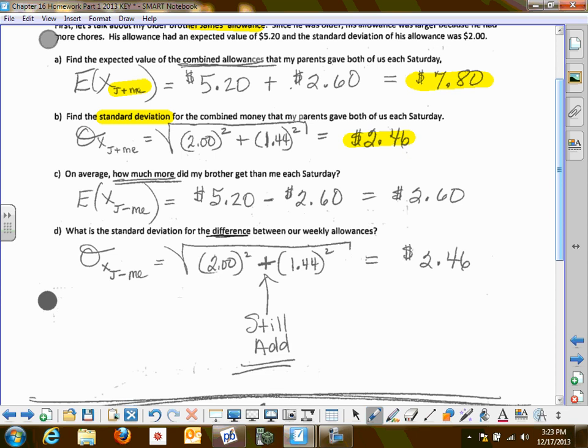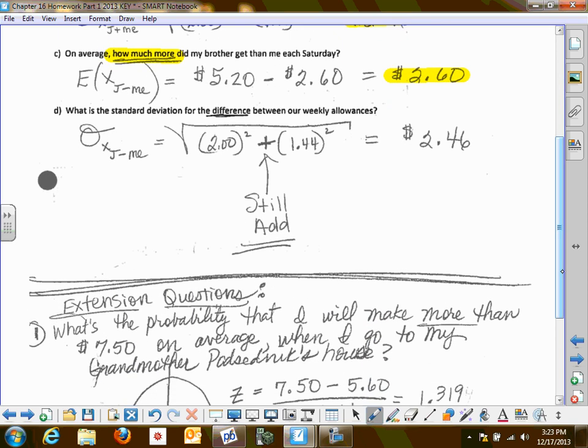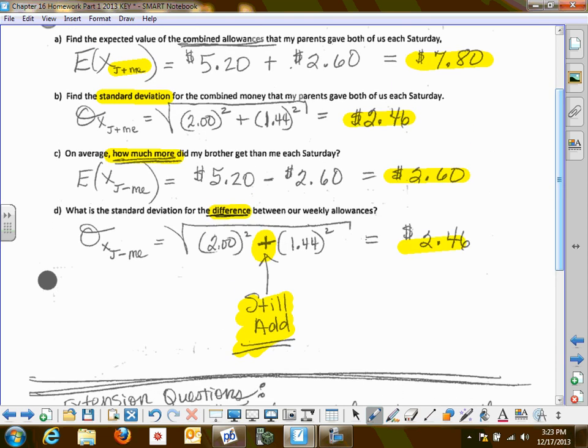You had to go through the Pythagorean theorem of statistics because standard deviations cannot straight up add like the means do. All right, now, when it says on average how much more, that implies subtraction. So, the means straight up subtract. My brother's going to be making about twice as much as me, about 260 on average. And when you are doing this difference for the standard deviation, you are still adding here. You go through the Pythagorean theorem. So you will notice that the standard deviation for the difference is the same as the standard deviation for the sum because they are computed the same way.